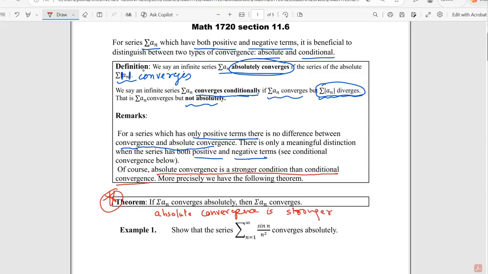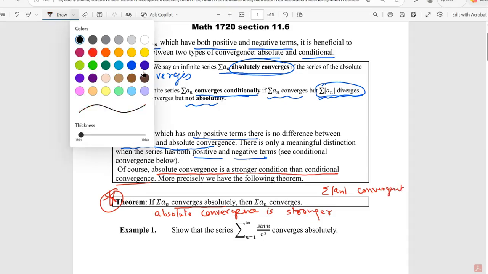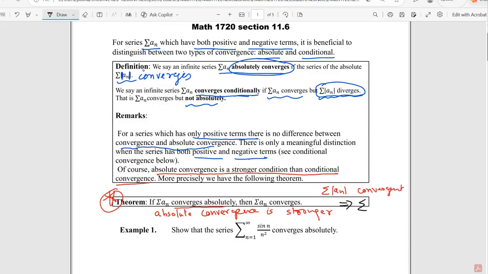What does that mean? If you have a series which is convergent absolutely, that means if the absolute value of the series is convergent, then that implies the original series is also convergent. So if you can prove absolute convergence, that means you're proving the original series is also convergent. But it's not true conversely. If it is conditionally convergent, it may not be absolutely convergent, right?